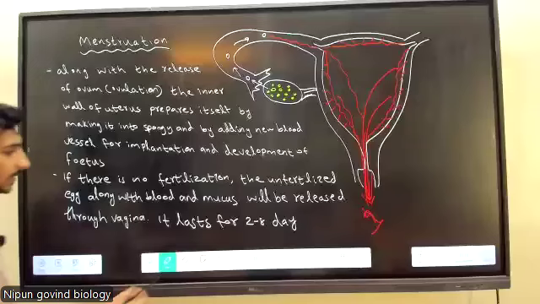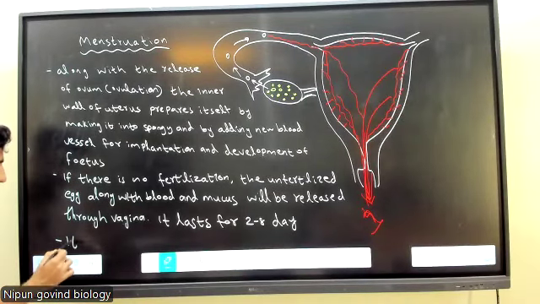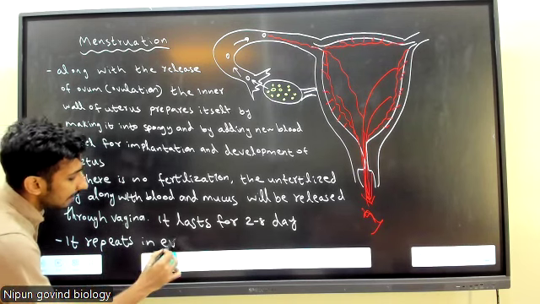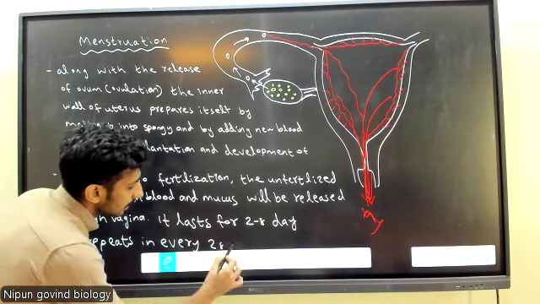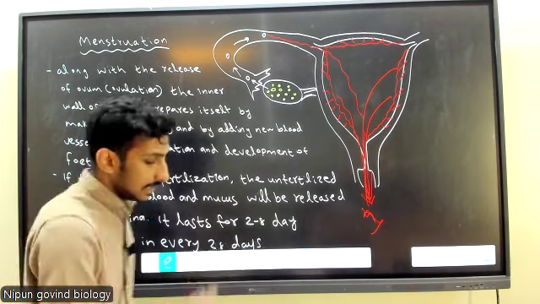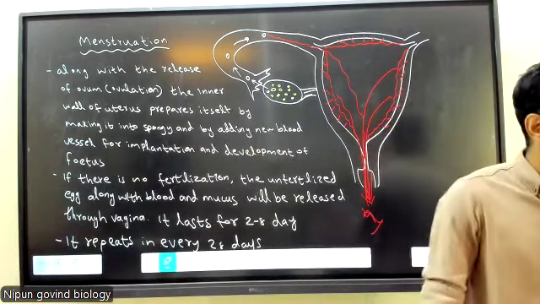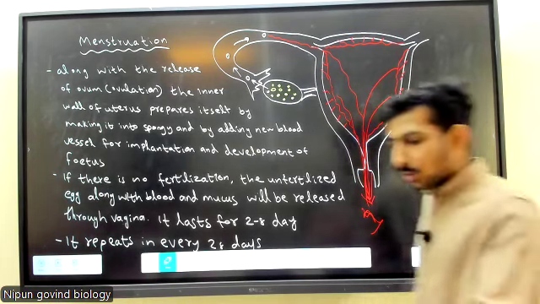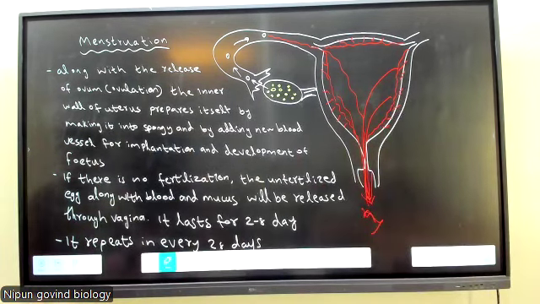It lasts for 2 to 8 days, and it repeats. It repeats in every 28 days. Okay, you know, there is a cycle. I will show you the fertile window.